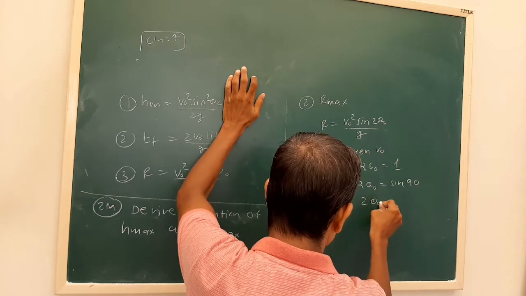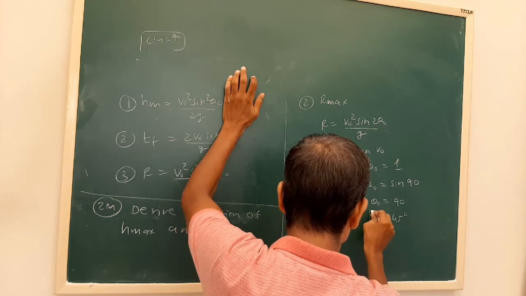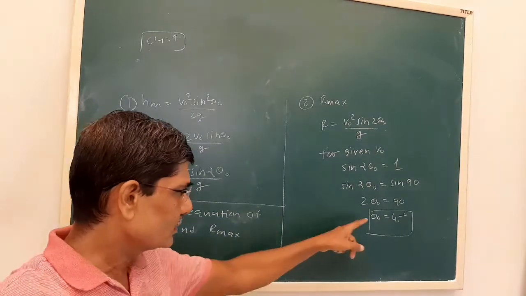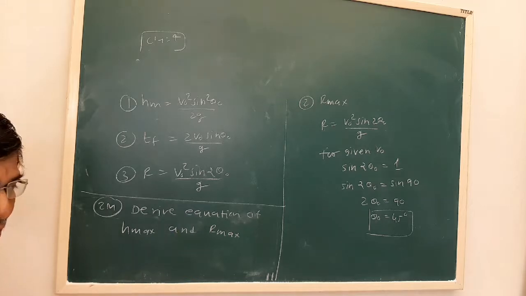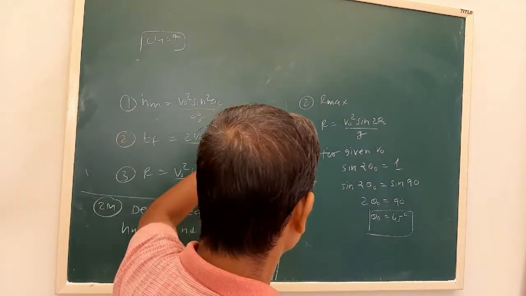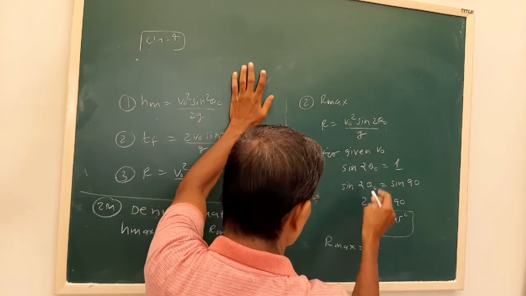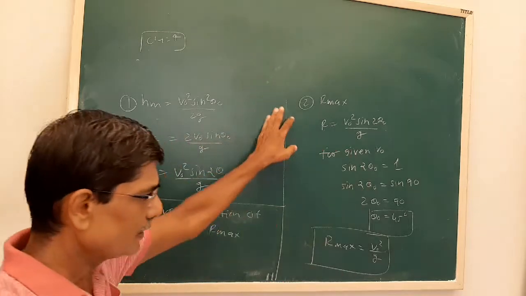Now 2 theta 0 is 90, so theta 0 is 45. So when the angle of projection is 45 degrees, we will get the value of R as Rmax. So in that case, our Rmax will be equal to V0 square upon G. Now this is the formula for the Rmax.